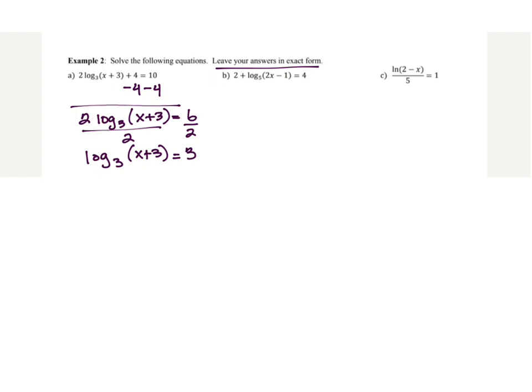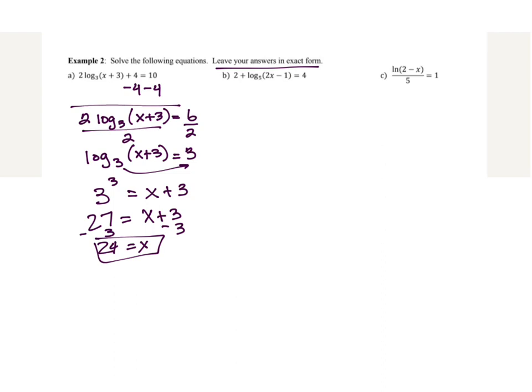So now we want to write it as a power because I can't break into that x plus 3 business. So how do we write it? 3 to the 3rd power, right? Base to the power equals the argument. X plus 3. What is 3 to the 3rd? 27. Don't say 9. It's not 3 times 3. It's 3 to the 3rd. 27 is x plus 3. Now what? 24. Good. So x is 24.